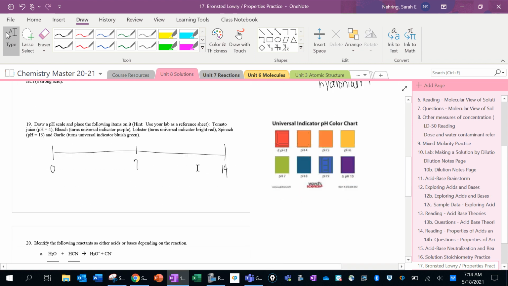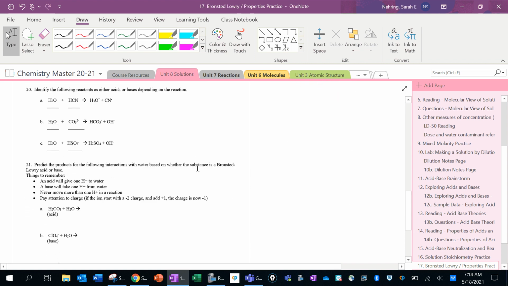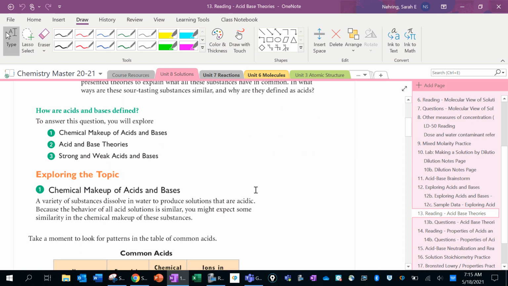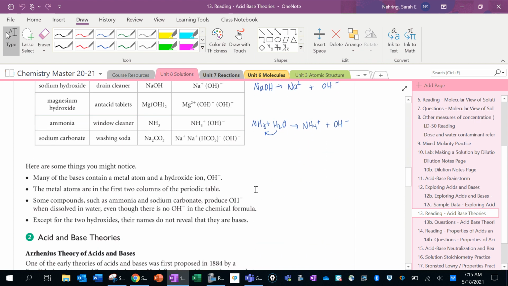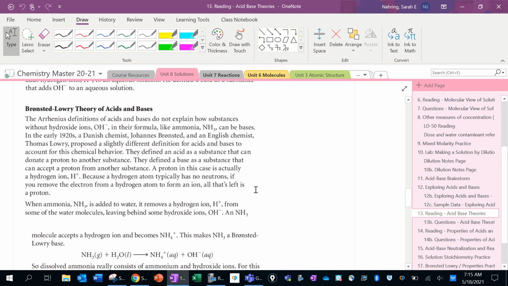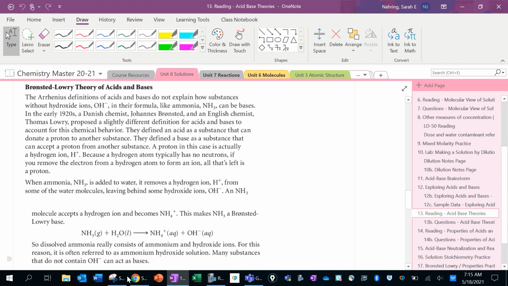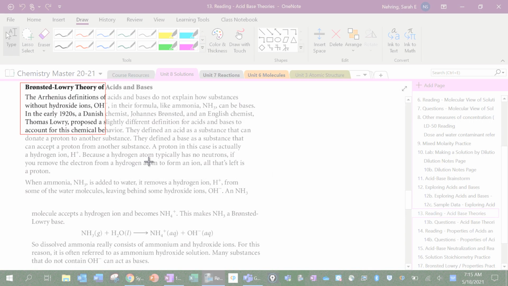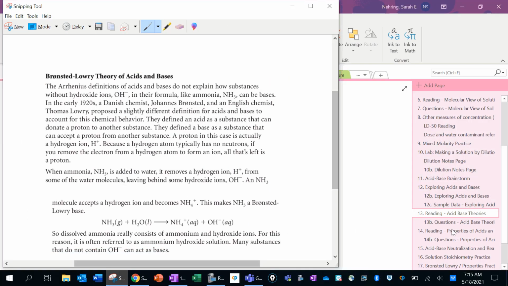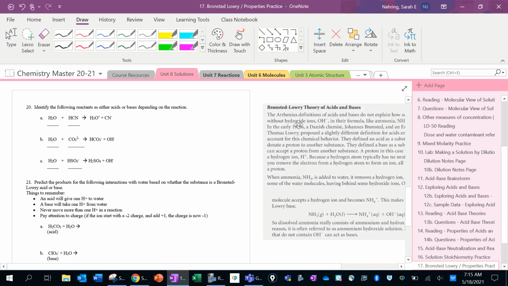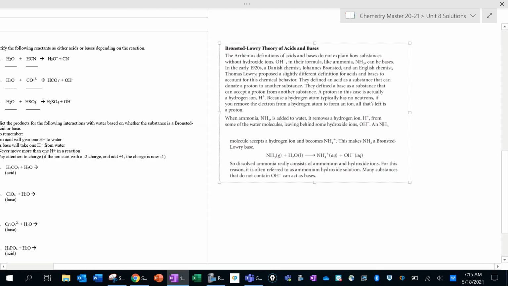Alrighty. So these practice problems down here are using that Bronsted-Lowry definition of acids and bases. And what I'm talking about here is, if we go back to page 13, our acid-base theories, we looked at this last week. Let me scroll down here. The Bronsted-Lowry definition of acids and bases is, we think of acids as being hydrogen givers and bases as being hydrogen takers. So I'm also going to snip this and paste it over here. And so let's take a look at what we mean here.